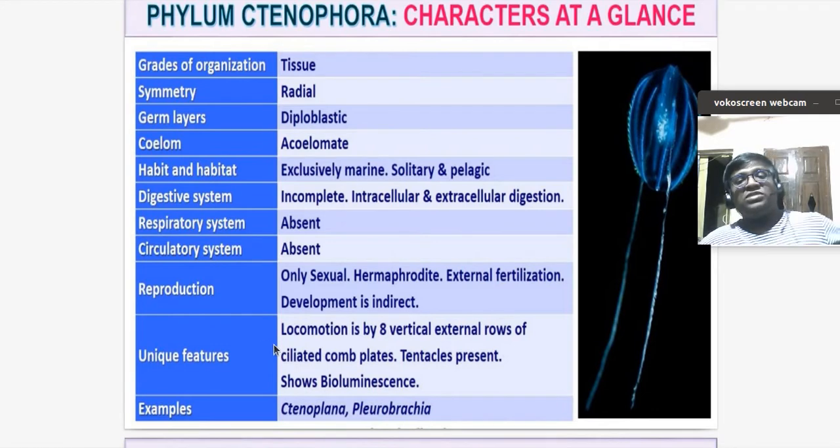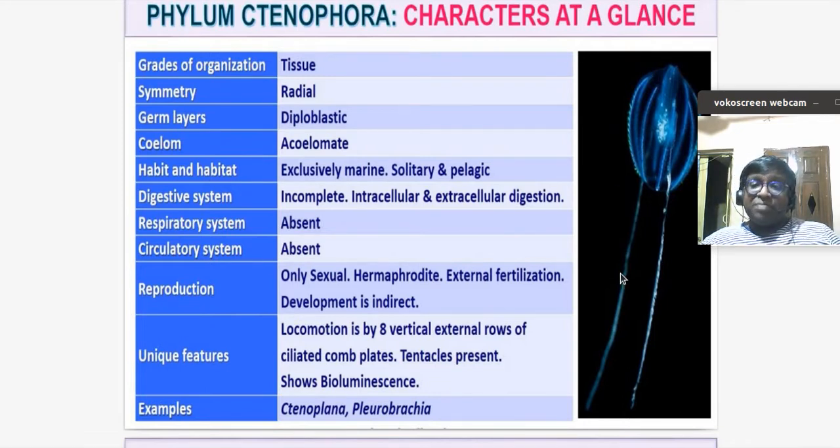So unique features of this particular Ctenophora, or comb jellies or sea walnuts, what they are commonly called, is locomotion by 8 vertical external rows. You can count those 8 vertical external rows of ciliated comb plates. They have comb plates which are made up of cilia. 8 external vertical ciliated comb plates. You can see the arrows where I'm showing. So they help in locomotion.